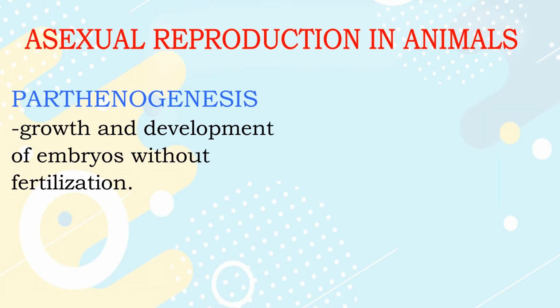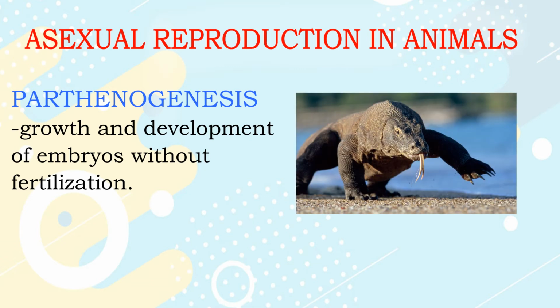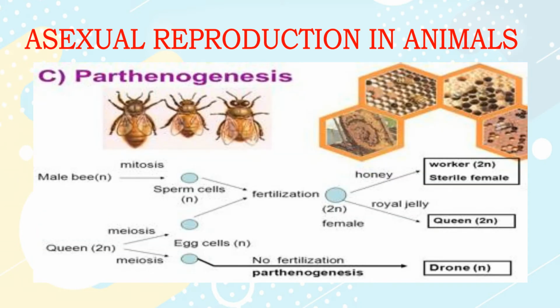We also have the parthenogenesis. This is the growth and development of embryos without fertilization. So basically, there is no involvement of sperm cell and egg cell. Examples of organisms that reproduce asexually through parthenogenesis are the Komodo dragon, and we have an example here. So we have the honeybees.